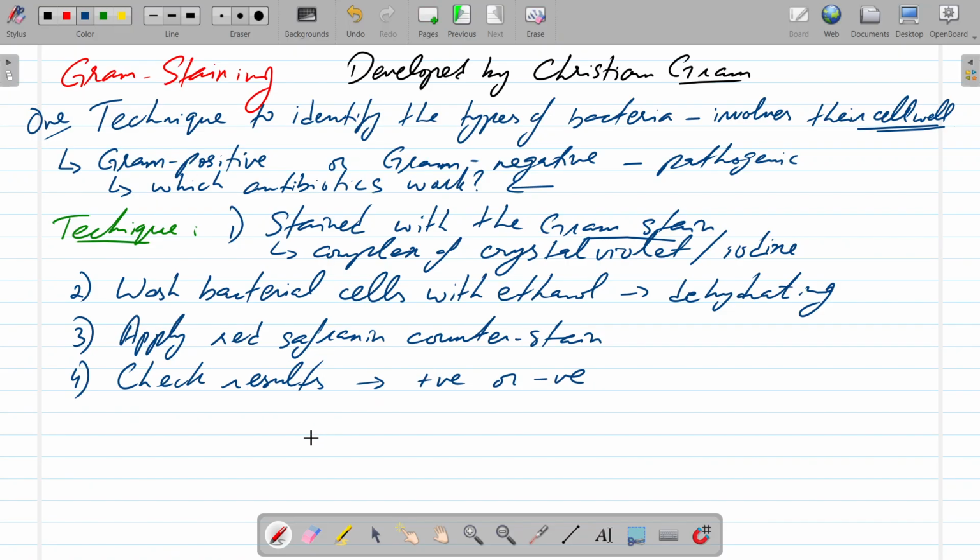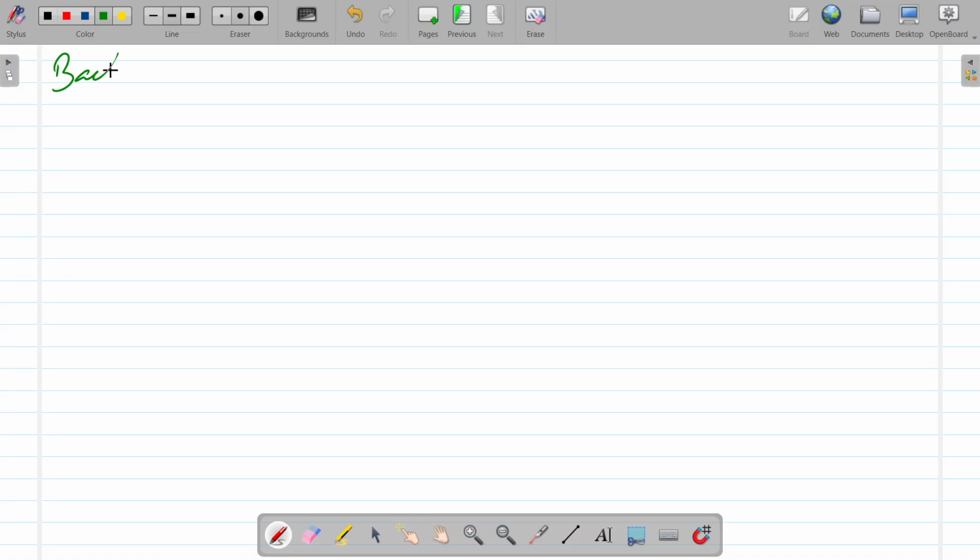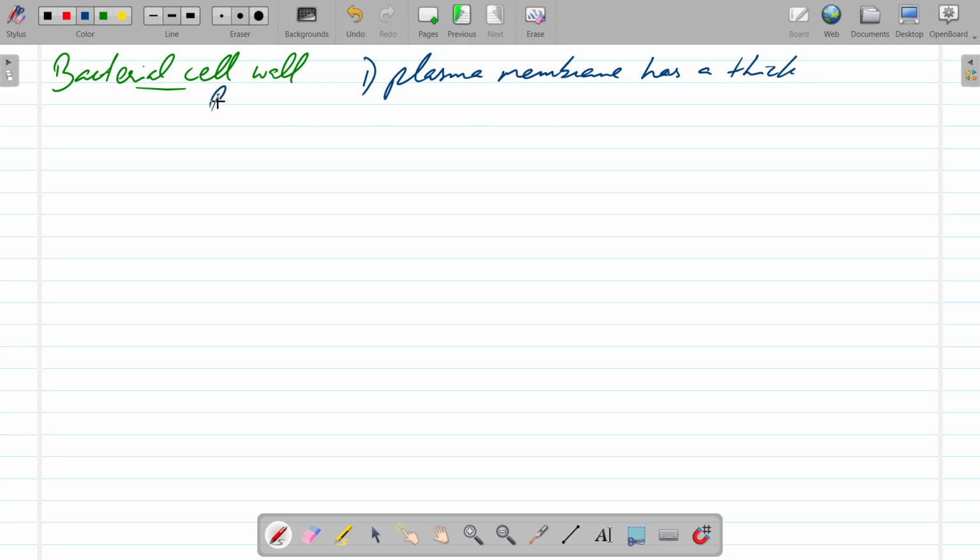Now, which one they are depends on the structure of the cell wall. So a bit of suspense before I tell you which one's which. All right, so the bacterial cell wall, not as an organelle, but in the context of the gram stain, can be of two types. It can be of the type where the plasma membrane has an outer thick coat of peptidoglycan. So the plasma membrane has a thick peptidoglycan layer on top.